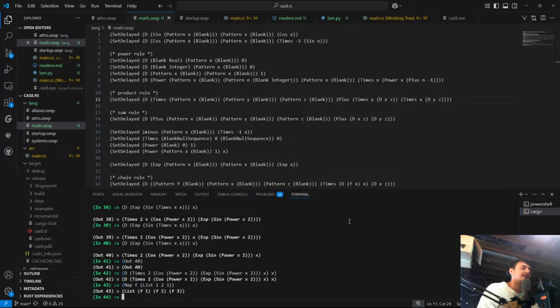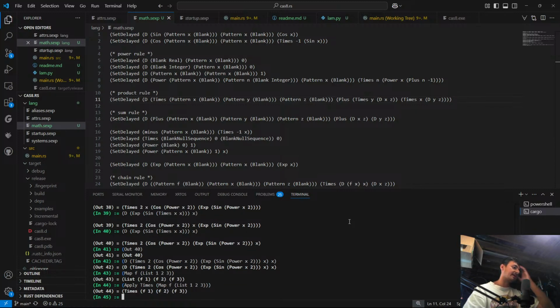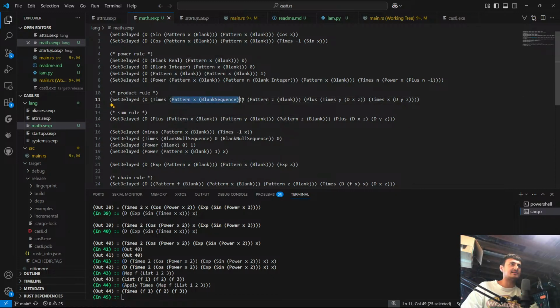Oh, you know what I could do? I could do apply times. Yeah, so that's what you need to do. You need to apply times map f args. So if we want to make this generic, this would be blank sequence. I want to see if this will work. This would be really cool. So we get D, so it's a sequence of things in the times.